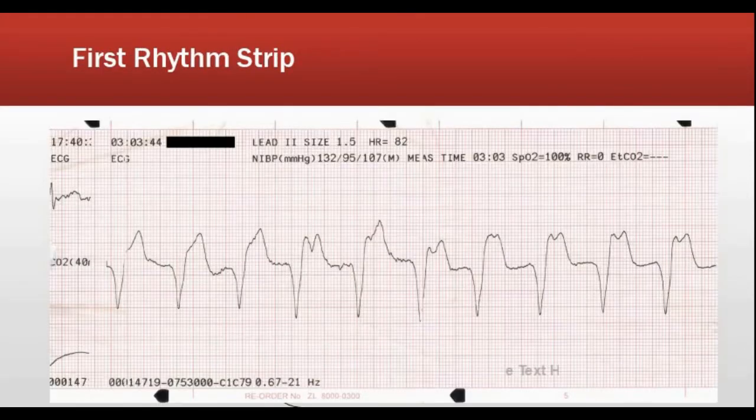This is the first rhythm strip that the crew collected on this patient. And you'll remember this is a patient that the hospital called us to come get because they are in VTAC with a pulse and they need to go to a higher level of care. So the first thing we want to ask is, is this VTAC? Now, just because the hospital found VTAC earlier doesn't mean the patient is still going to be in VTAC, so it might not be VTAC.